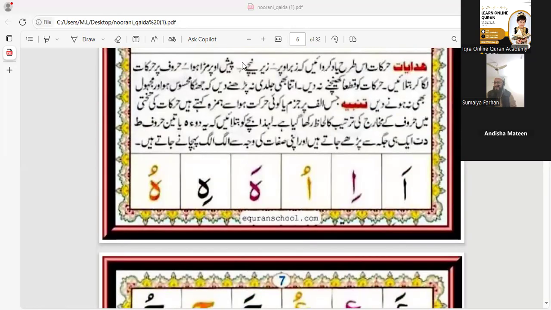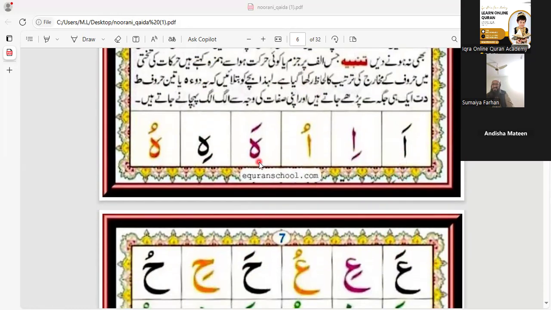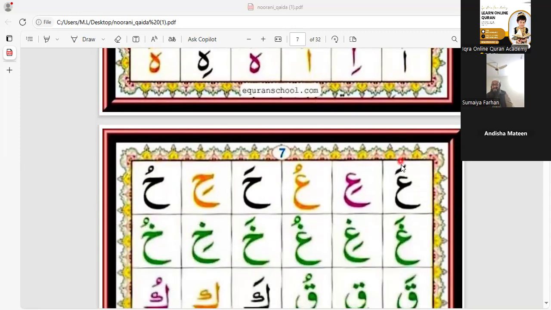Hamza zabar, look at the screen. Hamza zabar what? Sound a. And don't forget the sound: Hamza zabar a, and ha zabar what? Ha. This is ha, not a, okay? This is a and this is ha. There is a difference between both letters' sounds. So keep this sound in your mind. What is the first one? Hamza zabar a.